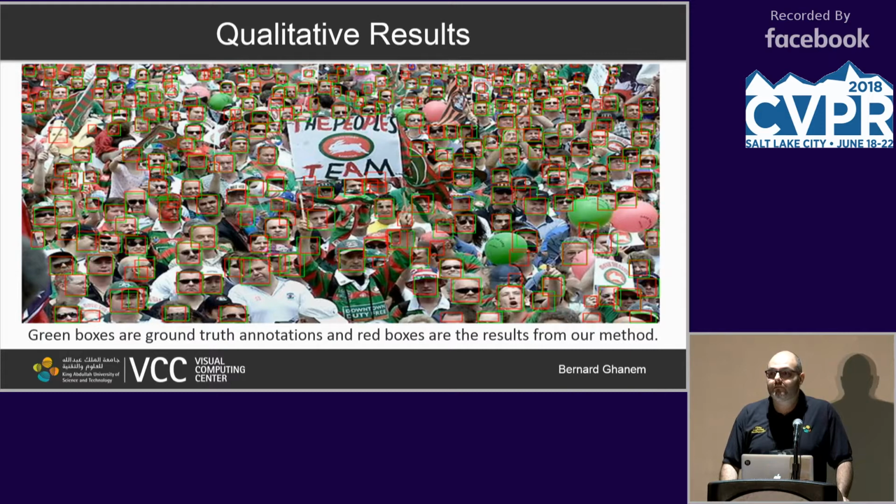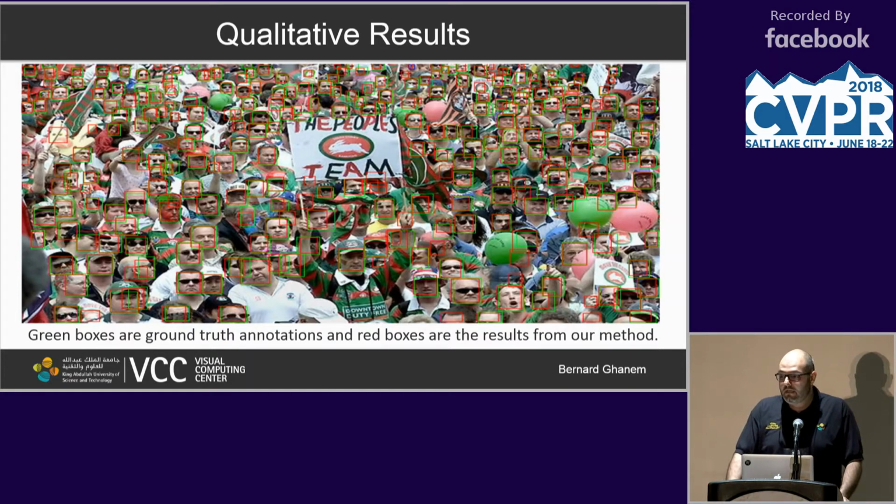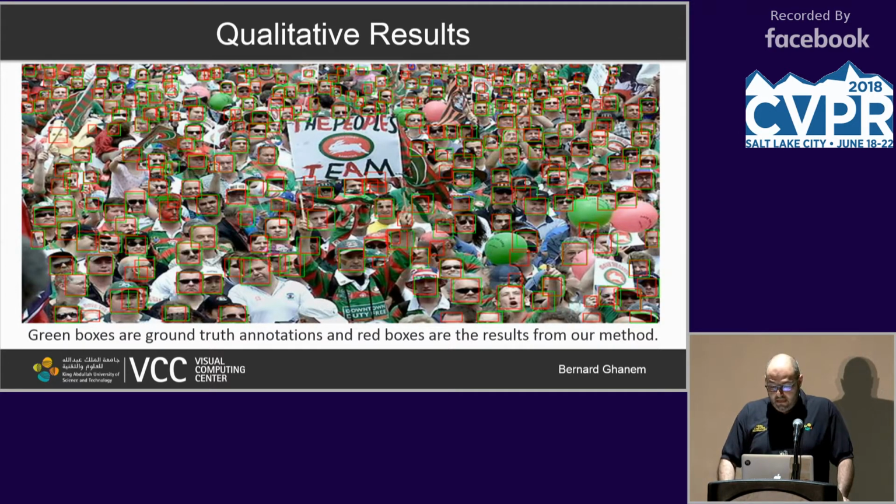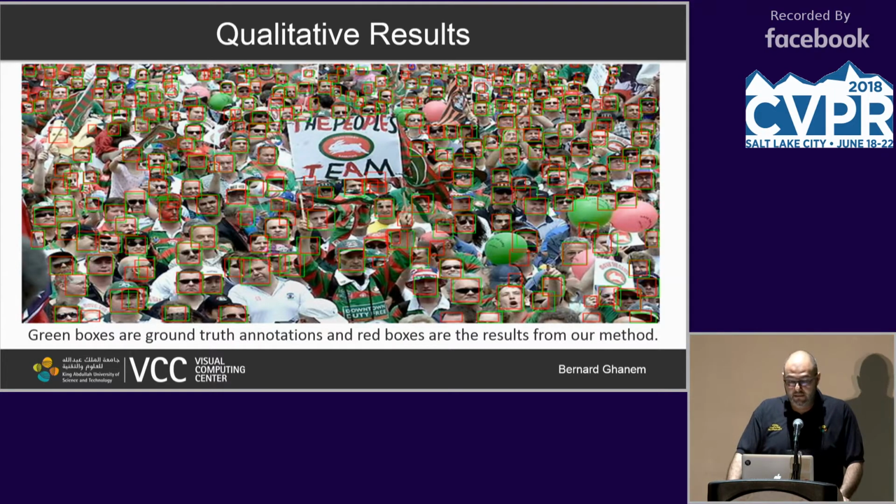I'm going to conclude with some qualitative results on some very complicated and challenging images. So here's one. The detection results are in red. The ground truth is in green. We get almost every single face in the image. The overlap between the detection and the ground truth is pretty significant, so we're getting them pretty tightly around the face. And the number of false positives is pretty minimal.